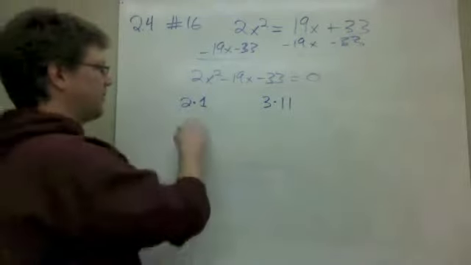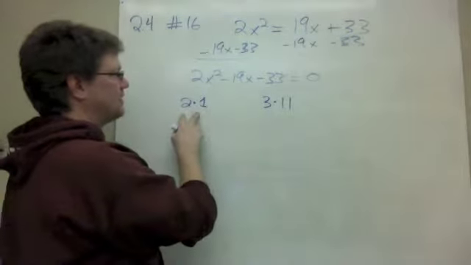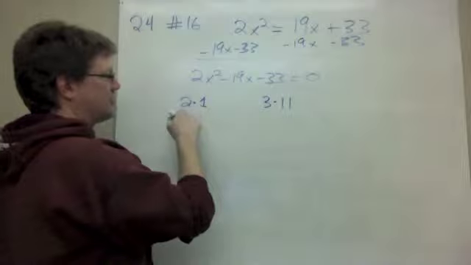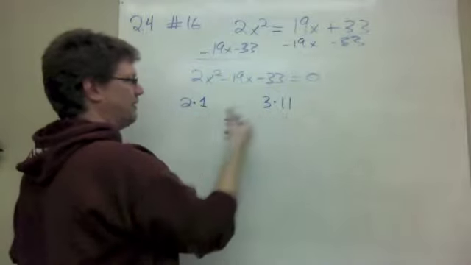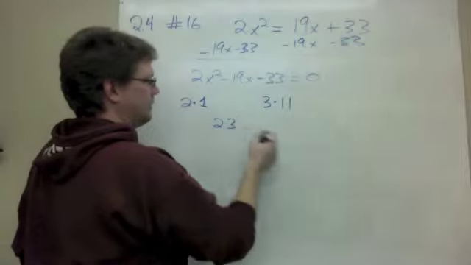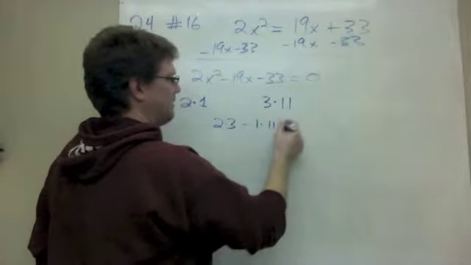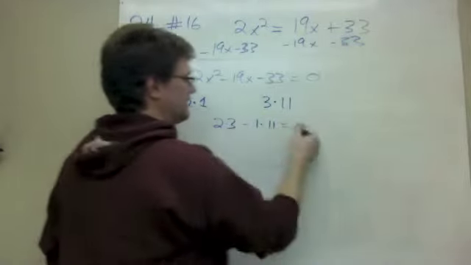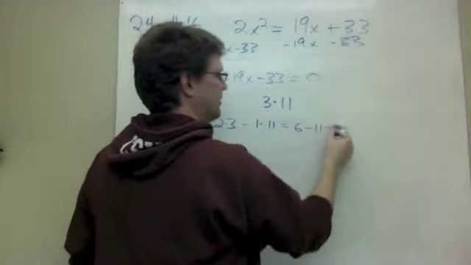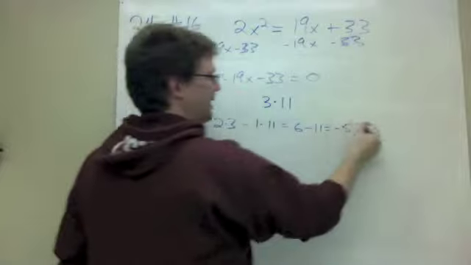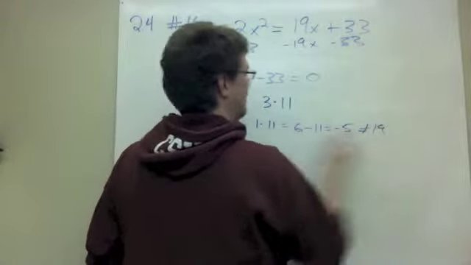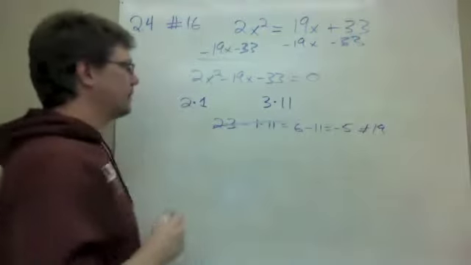Okay, now the ways I can combine these is I can do a 2 times a 3 and a 1 times an 11, minus 1 times 11. 2 times 3 is 6, minus 11 is negative 5, but that's not 19. So that's not going to work.